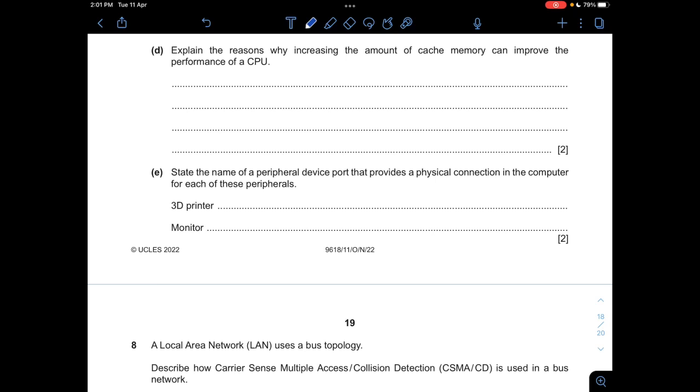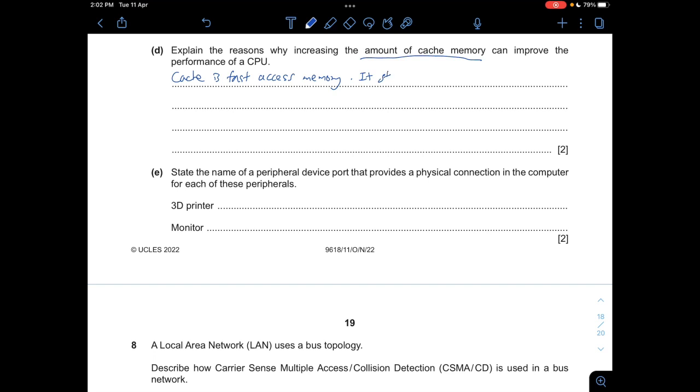Okay, so now we move on to the next question. Explain the reasons why increasing the amount of cache memory can improve the performance of a CPU. So basically, cache would be the memory that is the closest to the processor. So in this case, we will say cache is fast access memory. And then it stores frequently used instructions. This is what it's used for. It stores instructions for the CPU.